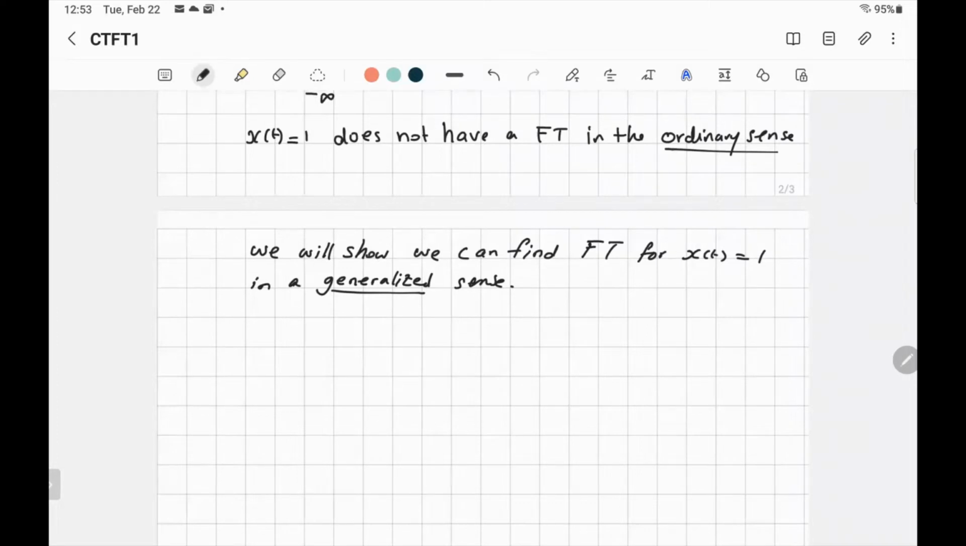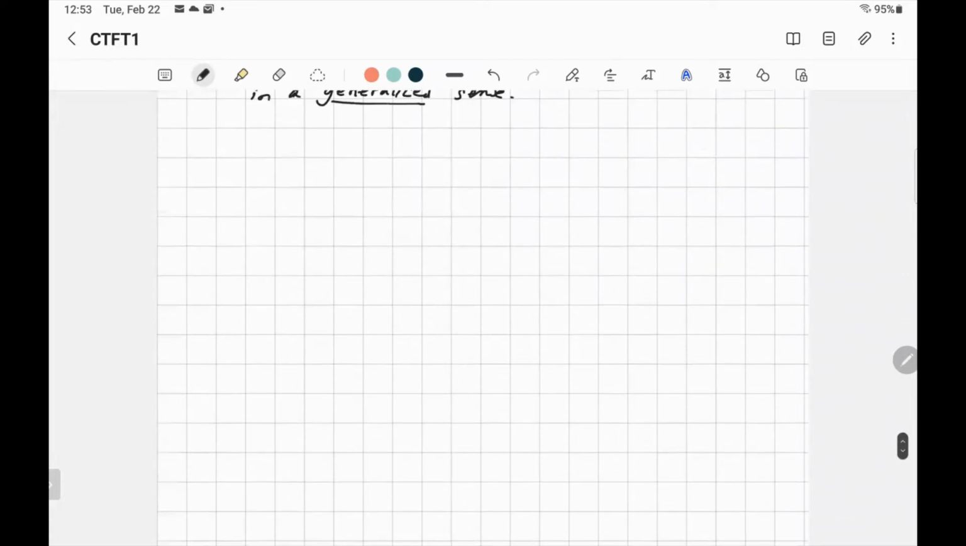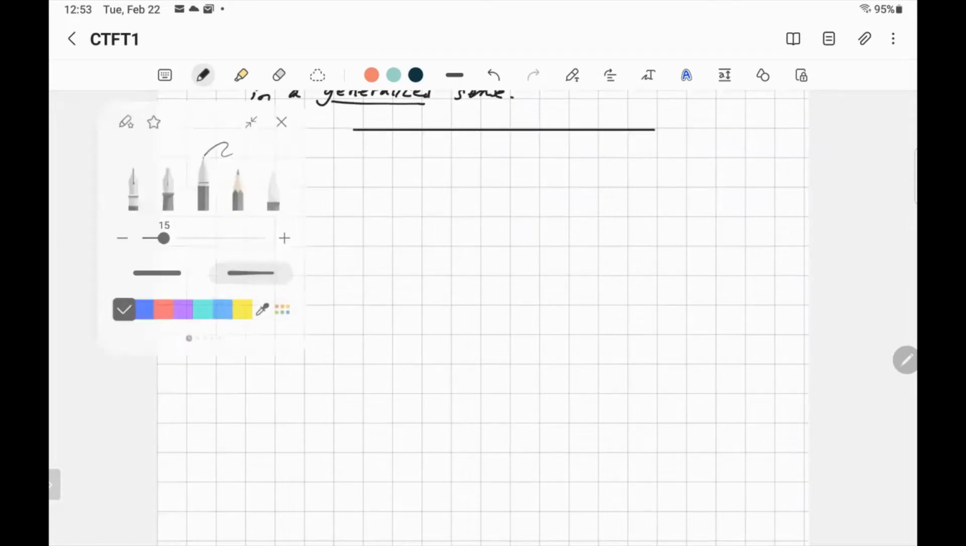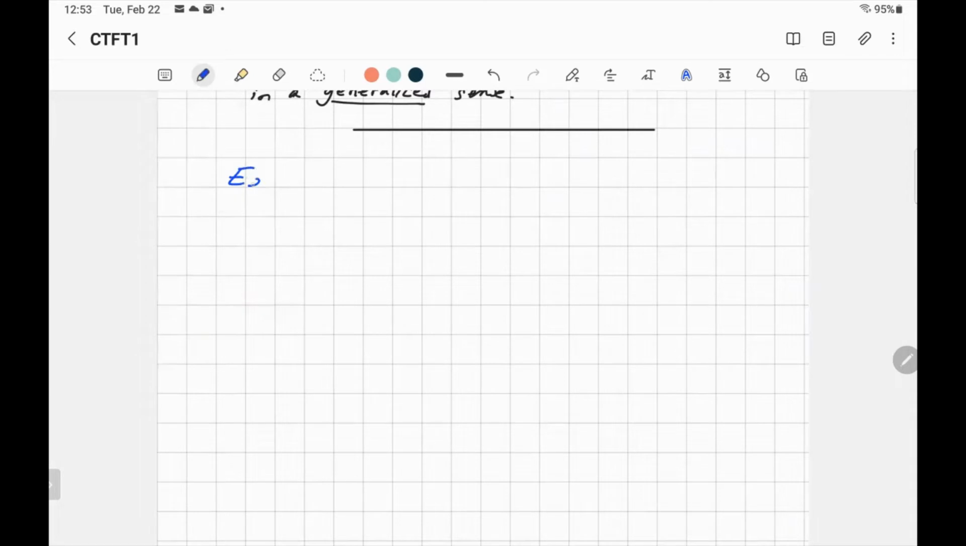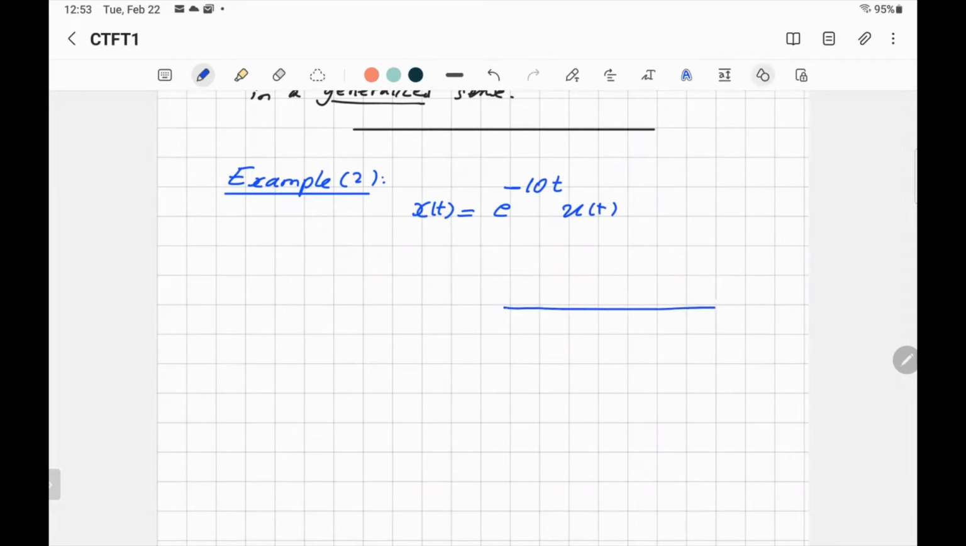Right. Let's find the Fourier transform, in the ordinary sense, for some continuous time signal that has limited, finite area. Okay. That's example 2. Let's say that x of t is equal to e to the power of minus 10t u of t. All right. Let's first sketch the signal to get a sense of what it looks like.